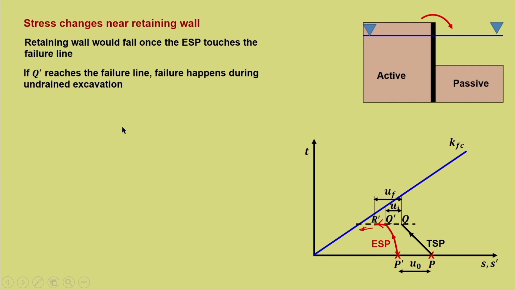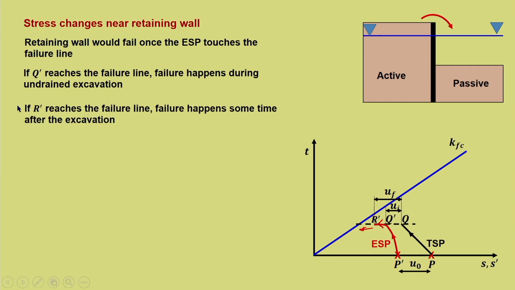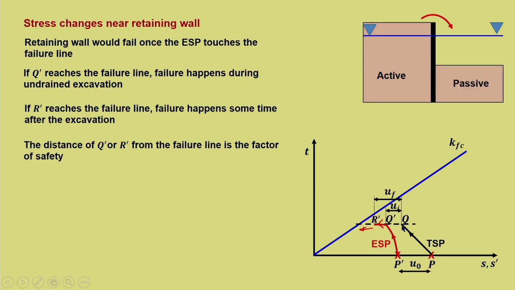So, then we say that the failure happens during undrained excavation. So, it has not started dissipating. So, it fails at the short term undrained condition. If r dash reaches the failure line, now if this portion reaches the failure line, then failure happens sometime after the excavation, that is as the negative water pressure dissipates. Now, why is there negative water pressure? Because here it is a kind of excavation that is happening and there is a release that is happening. The distance of q dash or r dash from the failure line is the safety margin or the factor of safety.